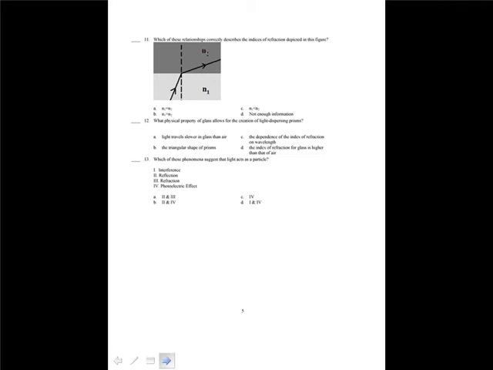Which of these relationships correctly describes the indices of refraction depicted in this figure? If we trace out our rays, our wavefronts, in order to bend away from the normal, the velocity in medium 2 has to be greater than the velocity in medium 1, so that this side can move around more quickly. So if the velocity is greater, that means that the index of refraction for medium 2 is less than the index of refraction in medium 1. That looks like option B here.